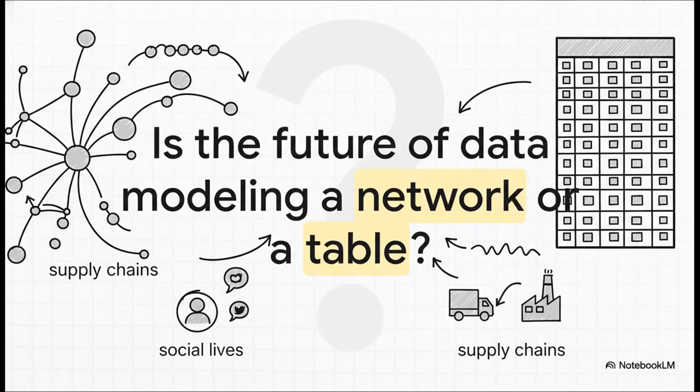Oh, and a big one, if your whole team lives and breathes SQL, that's a huge point in the relational column. So that leaves us with a pretty big question to think about, doesn't it? As our world spits out more and more interconnected data every single day, is the future of data going to look more like a network or a table?